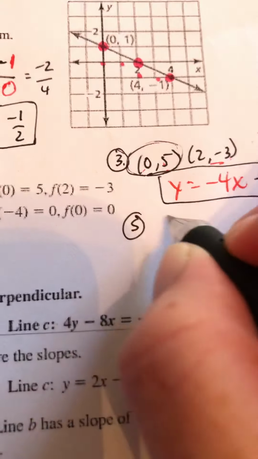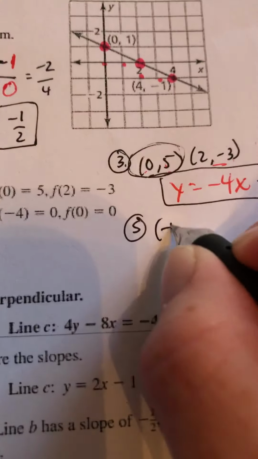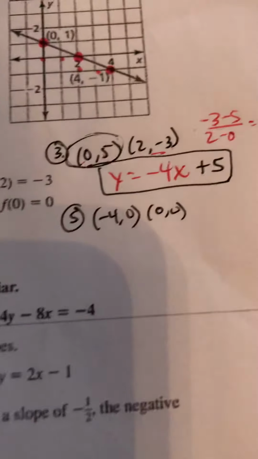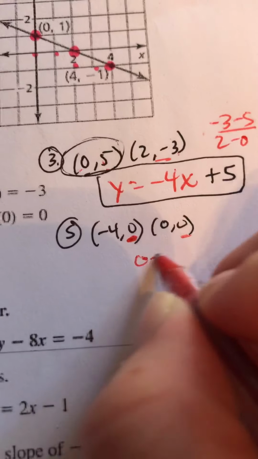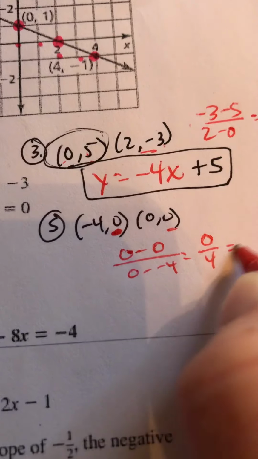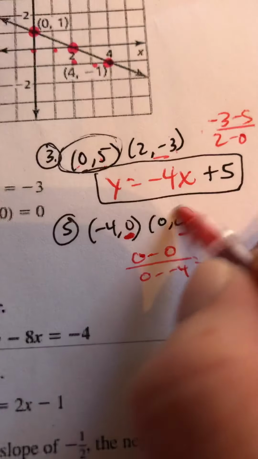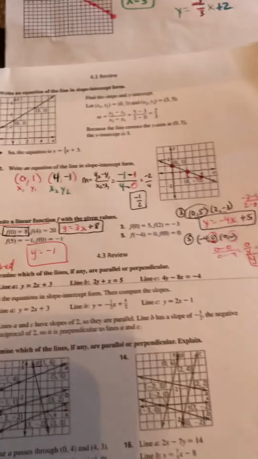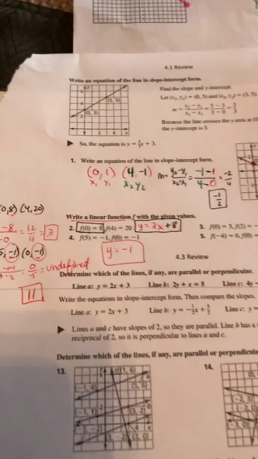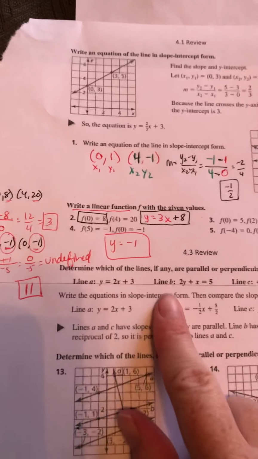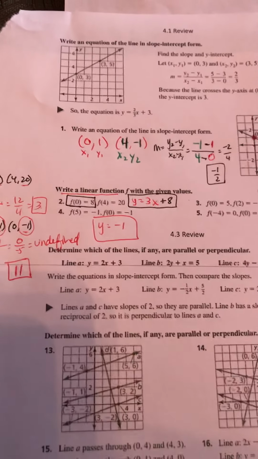Okay, number 5, we have -4, 0, and 0, 0. Here's my y's. 0 minus 0, 0 minus -4 is 0 over 4, which is undefined. And so I can see right here, y equals 0. Okay, so that's how to use 2 points to find a slope, and then to use the y-intercept to write the equation. Okay, now we have to learn about parallel and perpendicular.